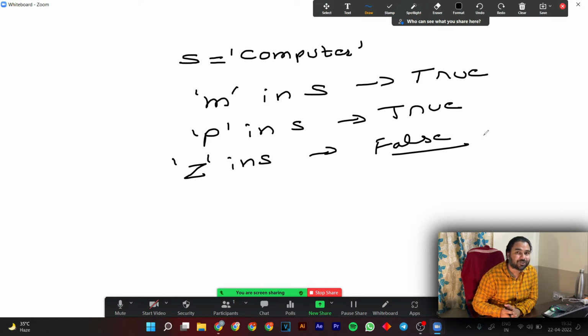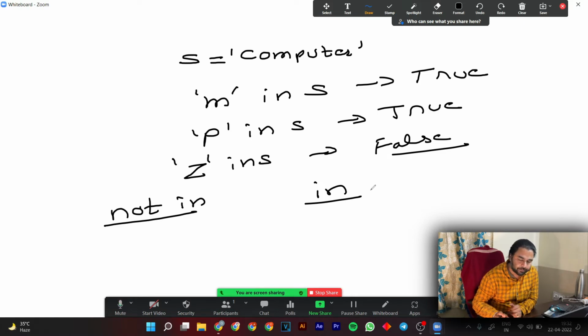So this is known as the membership operator, and we have two types of membership operator. First is in, and the second is not in. So these are the two, and not in and in are just negations of each other. They are doing the same thing.